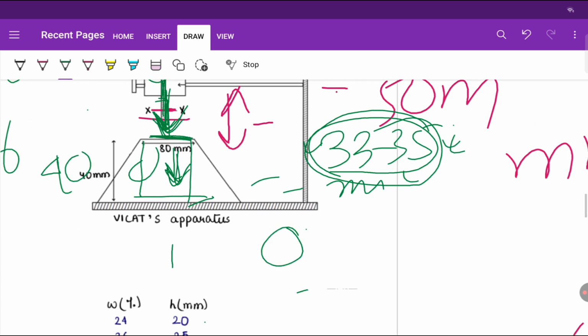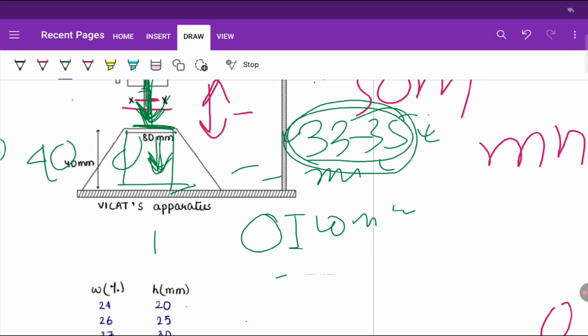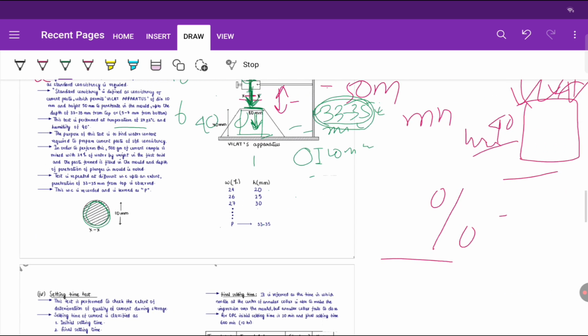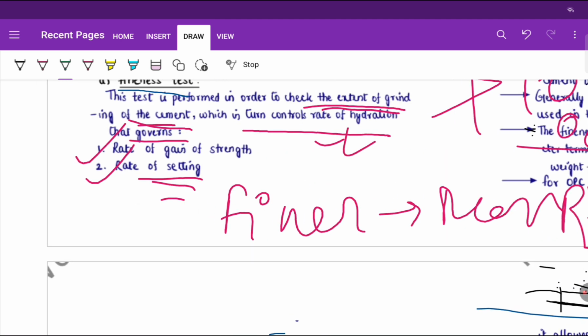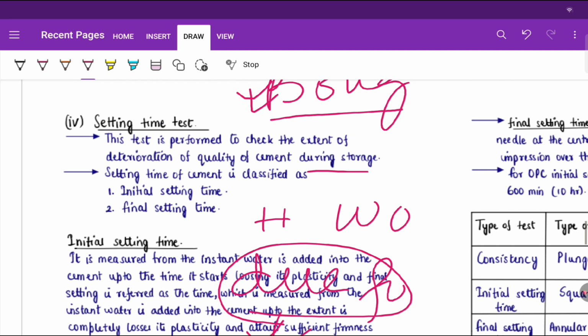diameter of plunger is 10 mm, right? Okay, then we will have the setting time test. So we'll have setting time of cement. This test is performed to check the extent of deterioration of quality of cement during storage.